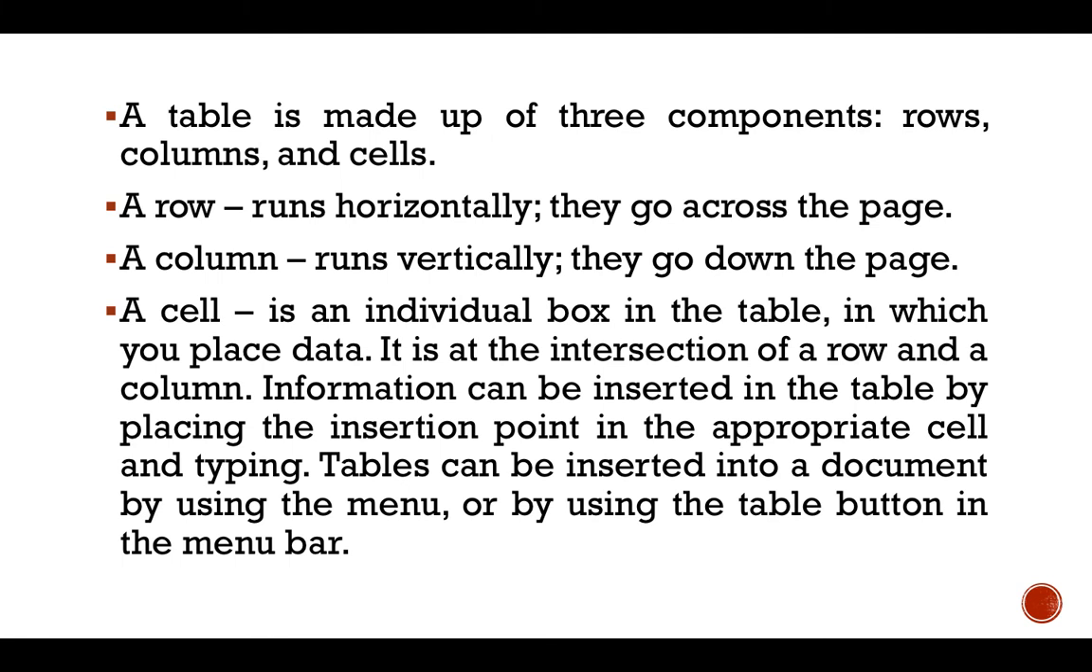A table is made up of 3 components: rows, columns, and cells. A row runs horizontally. They go across the page. A column runs vertically. They go up and down the page. A cell, then, is an individual box in the table in which you place your data. It is at the intersection of a row and a column.